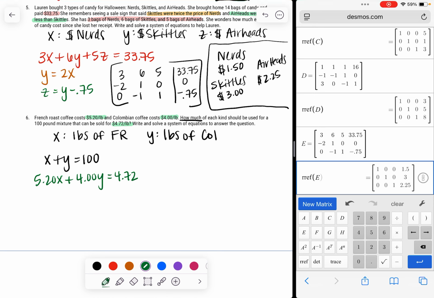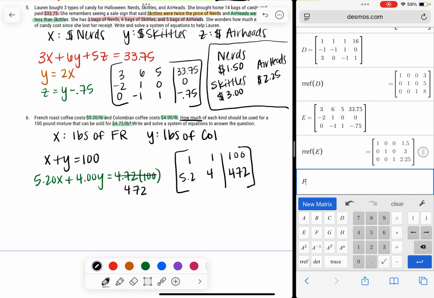But what you have to be careful of is whenever you have 4.72, that's the price per pound. And we're planning to make 100 pounds. So that means this number on the right-hand side of this particular equation isn't $4.72. It's actually 472 because we have to go in and multiply that value by 100. So my augmented matrix ends up being 1, 1, 100, and then 5.2, 4, 472.